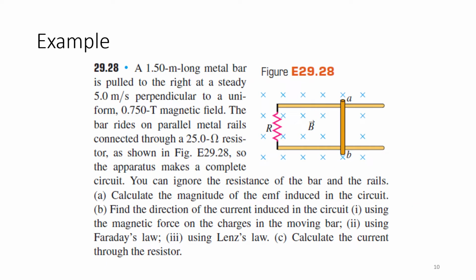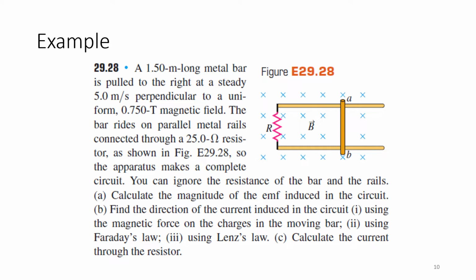Let's strengthen our understanding of motional EMFs and slide wire generators with this example. Here we have an exact same setup, but we're just including actual values. I'd ask you to read the problem yourself. You can pause the video or the PowerPoint. Now we answer three questions. First of which is, what is the magnitude of the EMF induced in the circuit? We can easily answer this with E equals VBL because the configuration is identical to the first example.